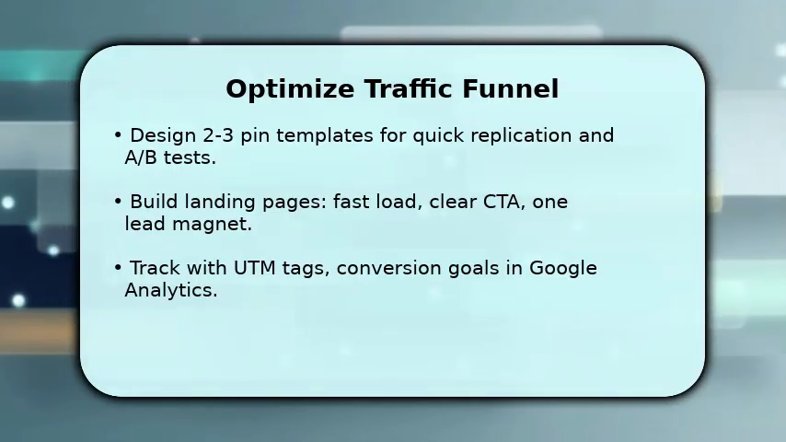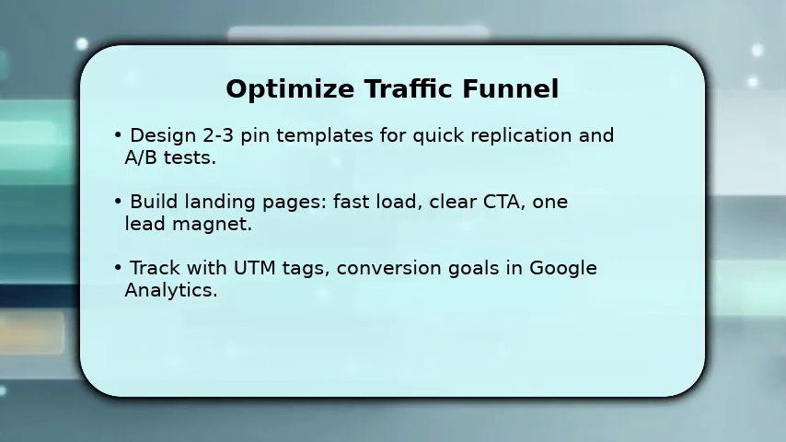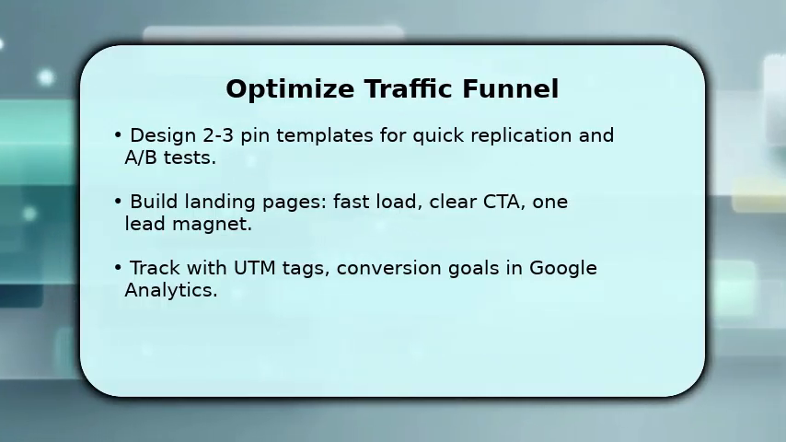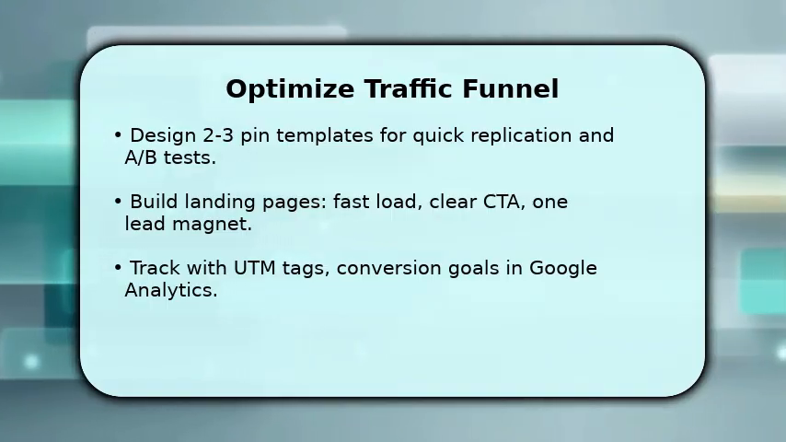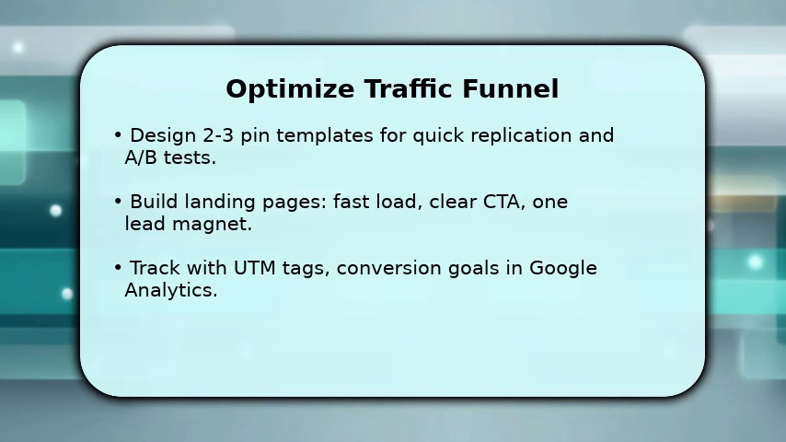You design 2 to 3 on-brand pin templates so you can iterate rapidly and run A/B tests. Then craft a landing page that loads fast, has one clear CTA, and offers a single lead magnet to convert cold visitors into emails. Make sure to add UTM tags and set conversion goals in Google Analytics so you can see which pins create value. Keep refining pin copy, image contrast, and CTA placement to raise conversion rates.